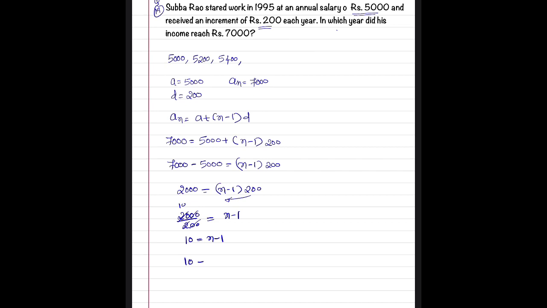Taking this 1 to the left hand side, it becomes plus 1. So n equals 10 plus 1, which is 11. So at the 11th year he will get the salary of 7,000. Therefore, in the 11th year his salary will be 7,000.